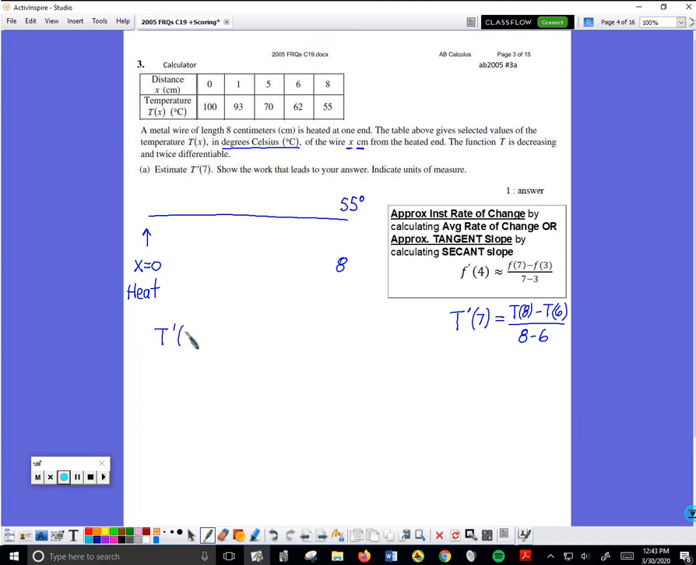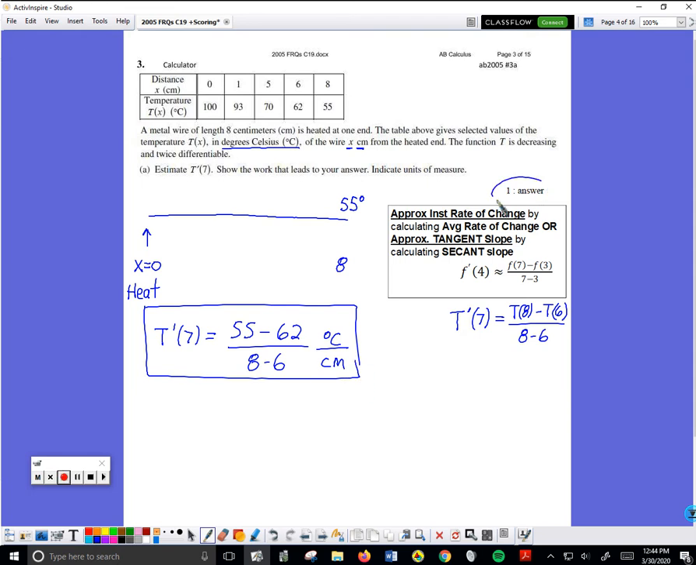So I write over here T prime of 7 equals, the temperature is 55 at 8 centimeters along the wire. The temperature was 62 at 6 centimeters along the wire. The distance along the wire for that change is 2 centimeters. I don't really have to work anything out, it's not required. So I think it's best to just write in the units, degrees Celsius per centimeter. If you do this, you'll get the full point. That is worth 1 point.